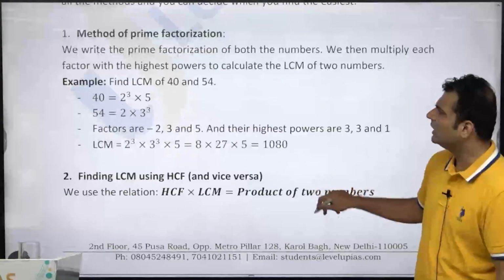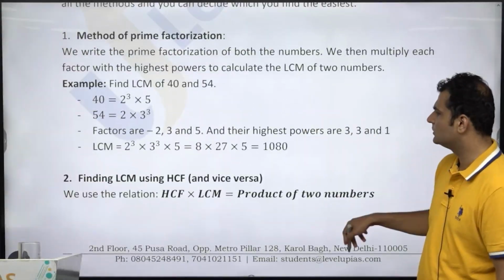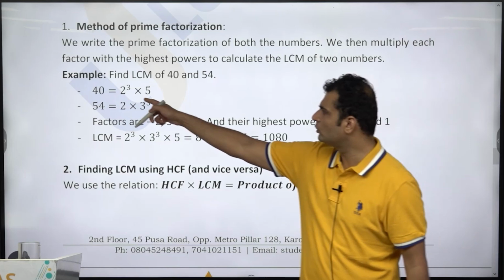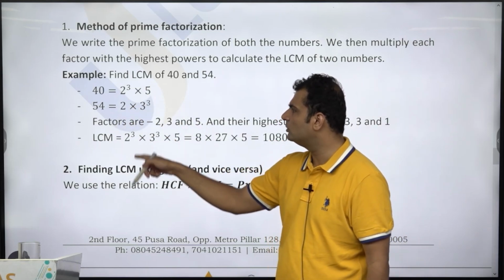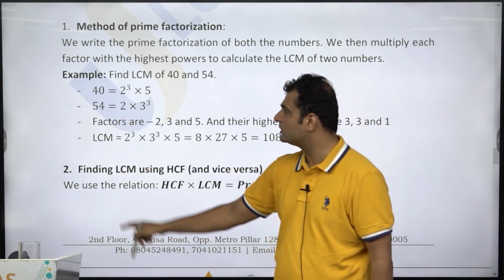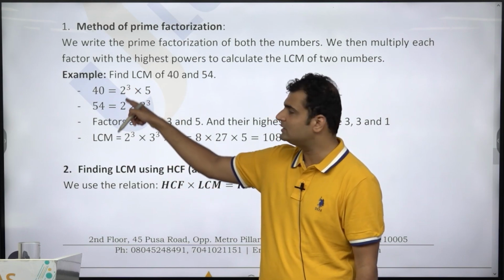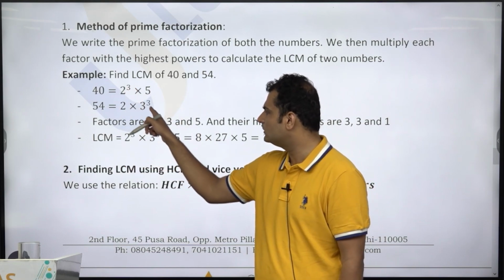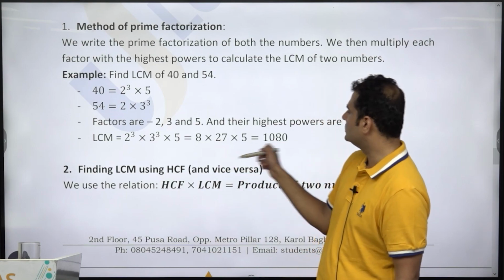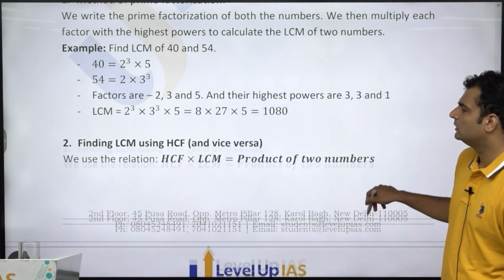ये देखो यही लिखा है मैंने प्राइम फैक्टराइजेशन वाला चीज. 40 is 2 cube into 5, 54 is 2 into 3 cube. These are common factors. तो LCM क्या आएगा? 2 आएगा ही आएगा, बट वो थर्ड पावर के साथ आएगा because it requires 3. 3 आएगा ही आएगा थर्ड पावर के साथ, 5 आएगा एक बार. So this will be the LCM.